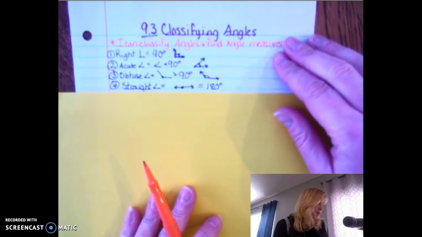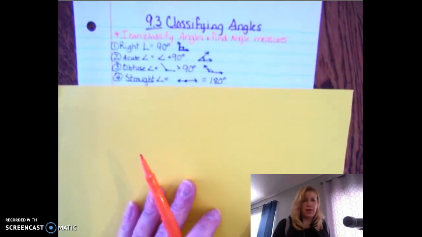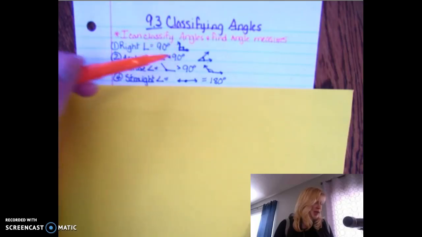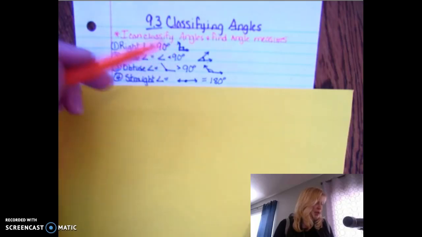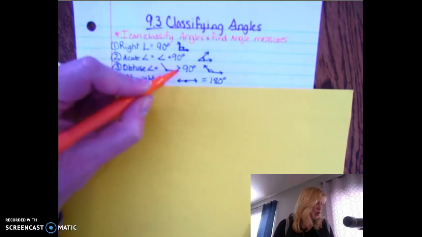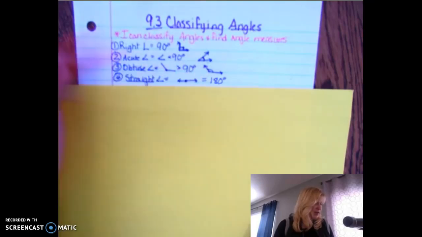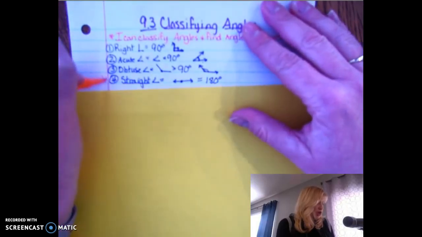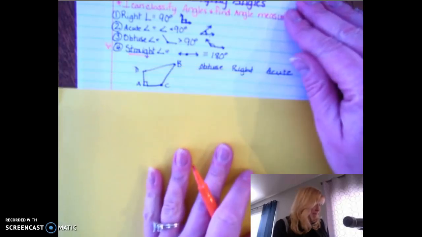So just a complete review for 1 through 3: the right angle is 90 degrees. An acute angle is less than 90 degrees. An obtuse angle is greater than 90 degrees, little examples over here, but we are adding today the straight angle, which is 180 degrees. I guess technically it's obtuse, but very technically in geometry we do call it a straight angle because it's a straight line.